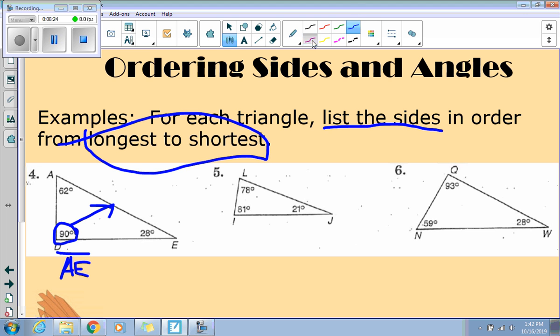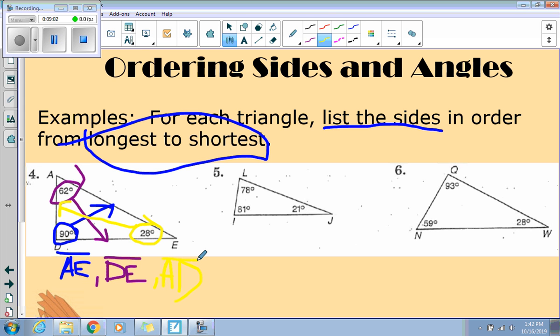All right, my next largest angle is 62. And if I go out from 62, I'm at side DE. So I'm going to put DE on my paper. And then if I go out from 28, because that's the smallest, AD would be my smallest side.